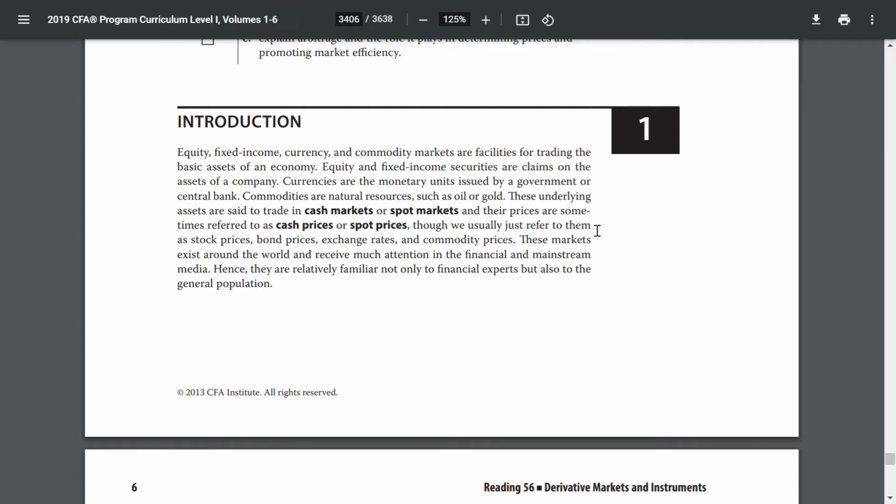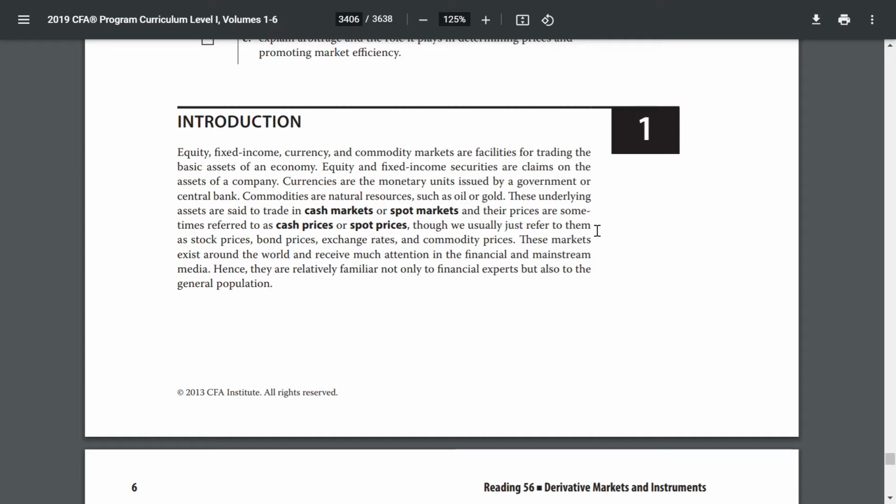Introduction. Equity, fixed income, currency, and commodity markets are facilities for trading in basic assets of the economy. Equity and fixed income securities are claims on the assets of the company. Currencies are the monetary unit issued by the government or central banks. Commodities are natural resources such as oil or gold. These underlying assets are said to trade in cash markets or spot markets, and their prices are sometimes referred to as cash prices or spot prices, though we usually just refer to them as stock prices, bond prices, exchange rates, and commodity prices.